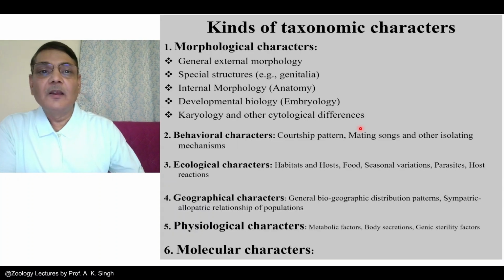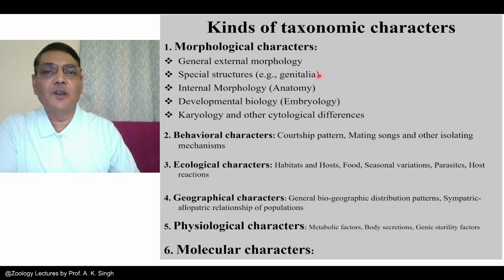See, here you can see, particularly for animals, these are the features which are considered for taxonomic purpose, like morphological characters. Under morphological characters, you can consider these points like general external morphology of the animals, then special structures, particularly genitalia. In case of insects, the male genital structures are of much significance. One can identify the structure of claspers or aedeagus, which is a specific structure in a particular species.